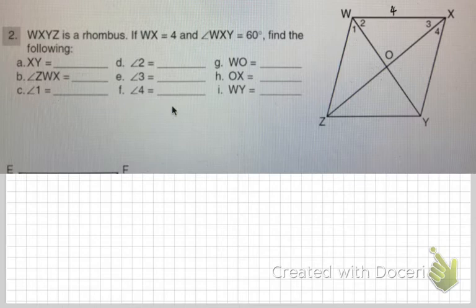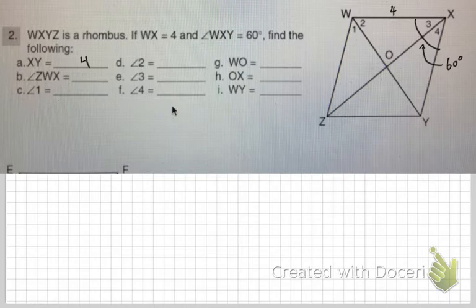And they're also telling us that angle WXY, so this entire angle right here, is 60 degrees. And so based off that information, we should be able to fill out everything else. Okay? So let's see what we can do. So XY, we know that XY is going to be congruent to WX, so XY is 4.